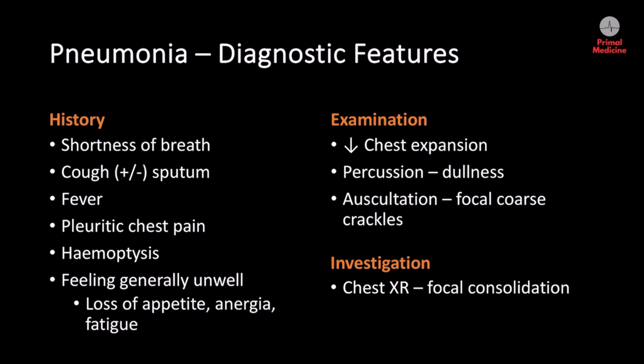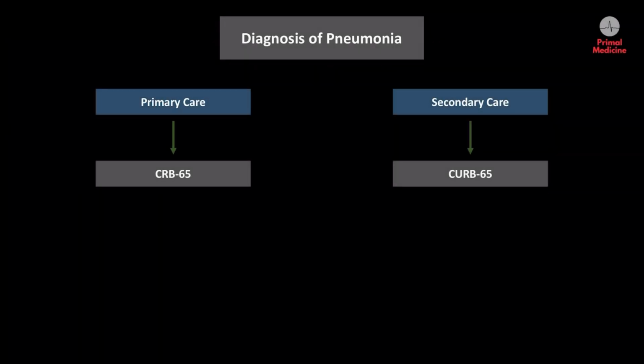By taking a history and examination, we can make a clinical diagnosis of pneumonia, but we can support this in secondary care by doing a chest x-ray, which could show signs of focal consolidation, which will further support our clinical diagnosis of pneumonia. Once we have made a diagnosis of pneumonia, we can use the CURB-65 score to make a mortality risk assessment of the patient with pneumonia.